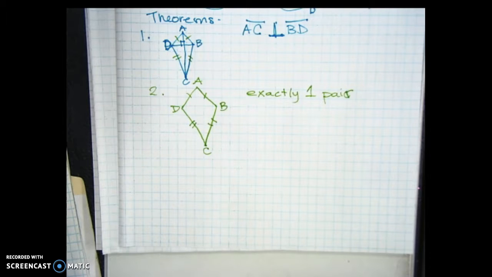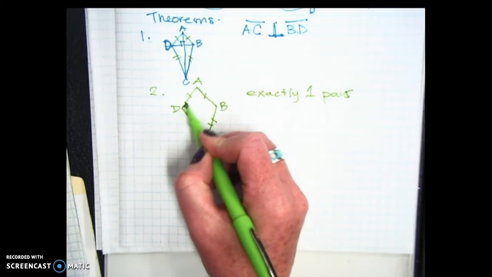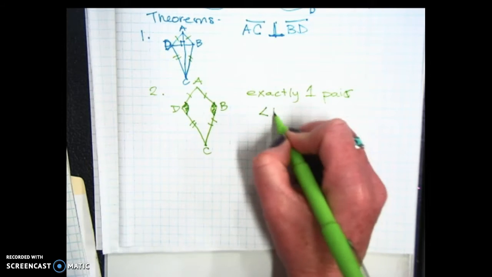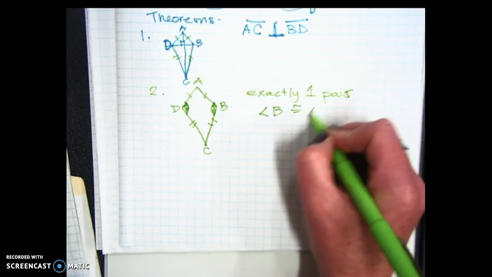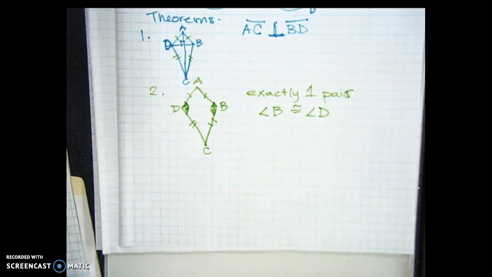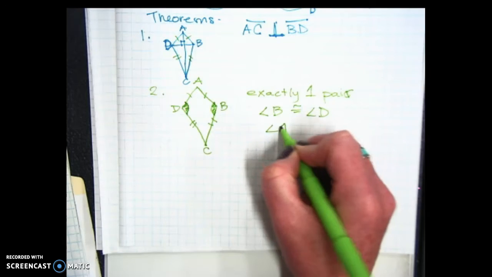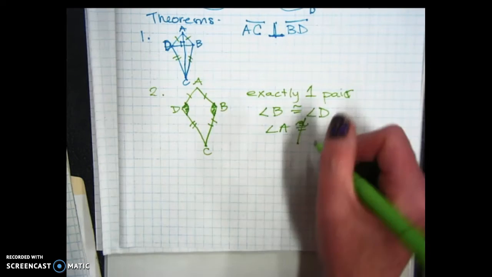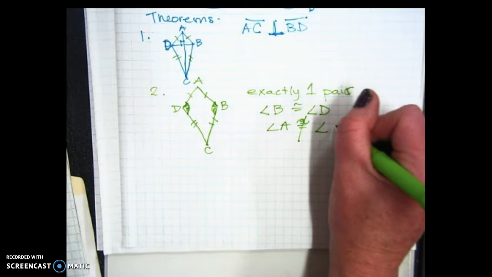Anybody want to guess which pair? And they have to be opposite from each other. Do you know? Well, D and B, yes. Good guess. This angle and this angle. Angle B is going to be congruent to angle D. And that's the exactly one pair. And we do need to point out that angle A is absolutely not congruent to angle C, so put a big slash through the congruent symbol.